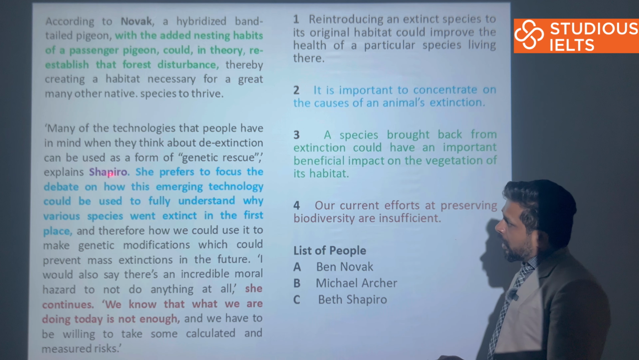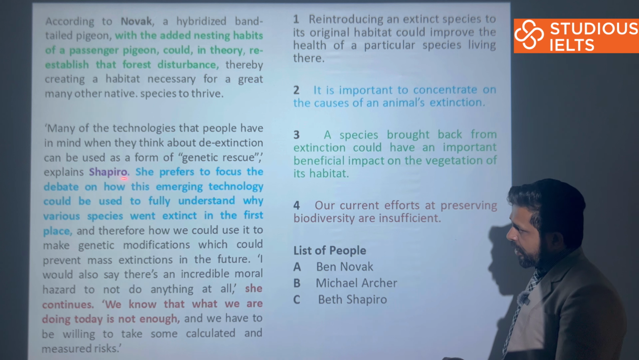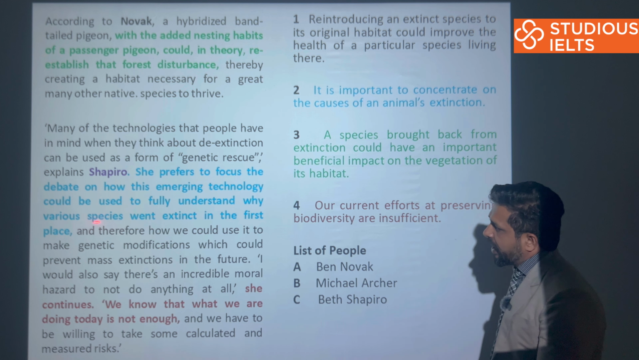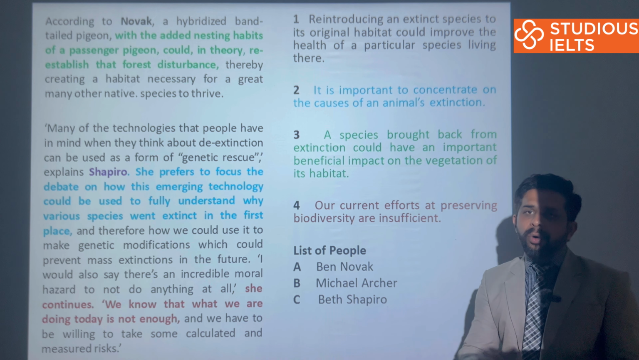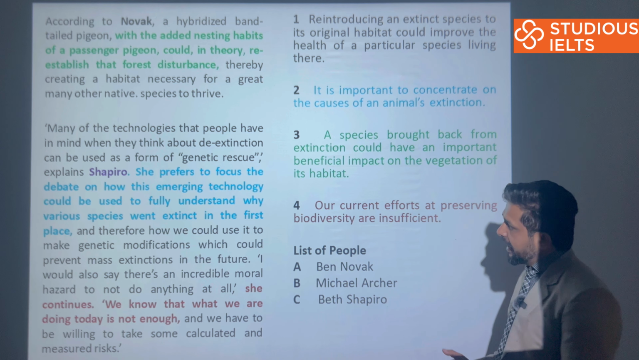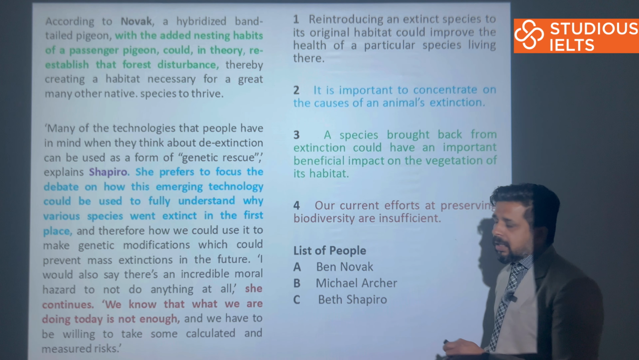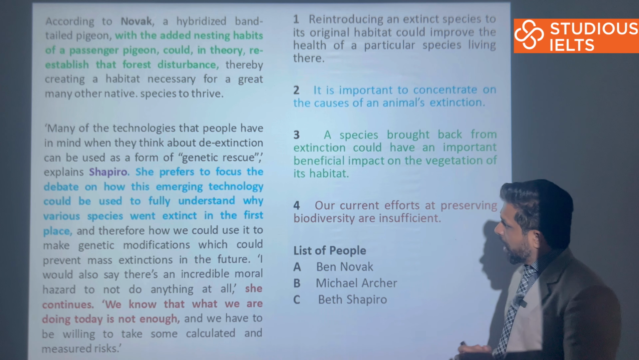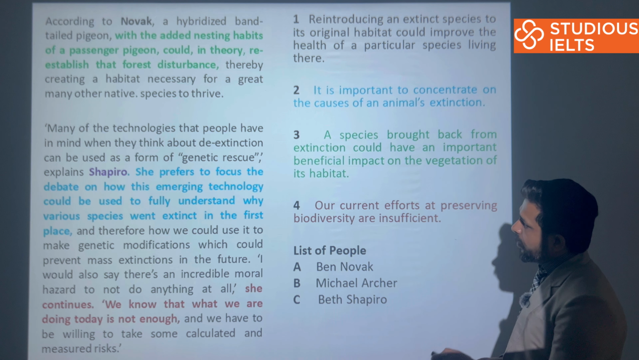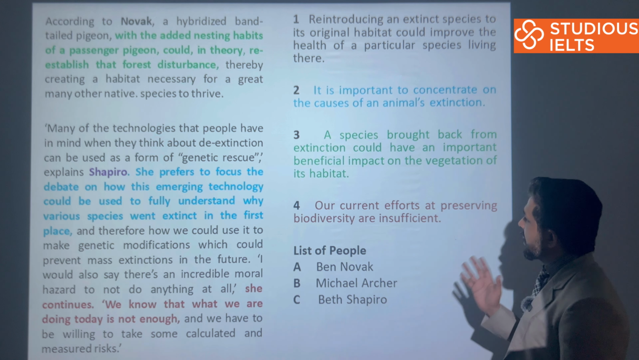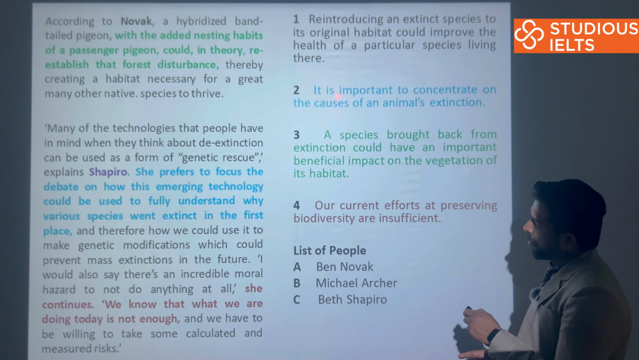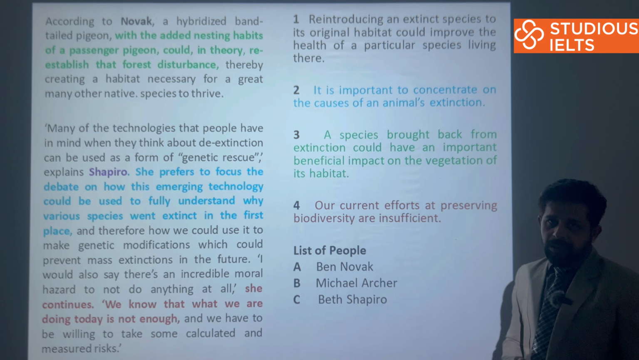It says, there is an explanation by Shapiro. She prefers to focus the debate on how this emerging technology could be used to fully understand why various species went extinct in the first place. She is focusing more upon the reasons why the particular species became extinct in this world. So, according to me, Shapiro is the one person who has talked about question number 2. So, I will directly establish this connection between question number 2 and option C.